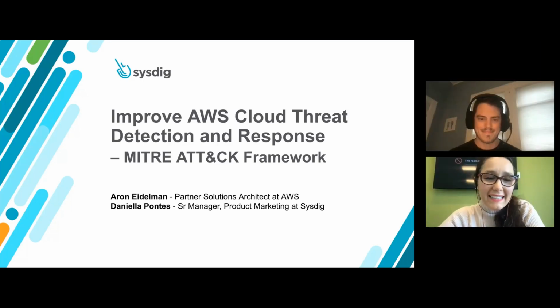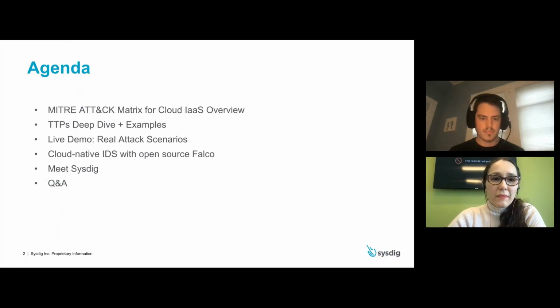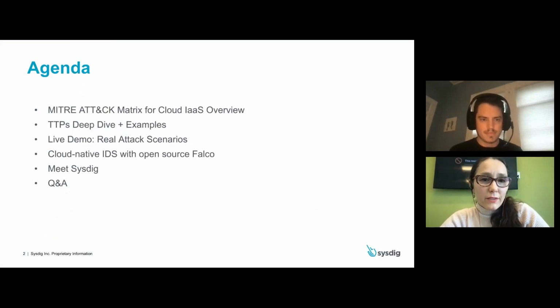Hello, everybody. This is Daniela Pontes, and today we are going to talk about how you can improve your AWS Cloud Threat Detection and Response using the MITRE ATT&CK framework. Let's start by taking a look at the agenda. First, we are going to have an overview of the MITRE ATT&CK matrix, and Aaron will do that overview. And after that, I will talk about the TTPs and give you examples.